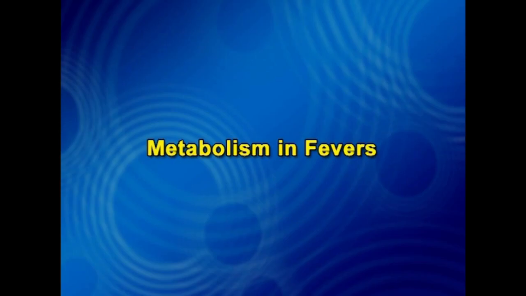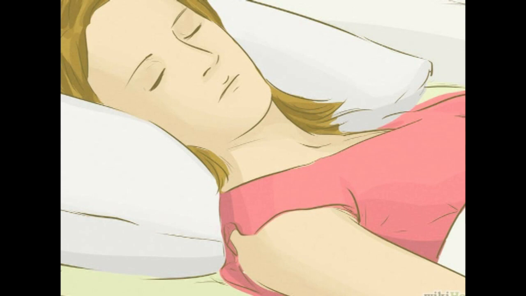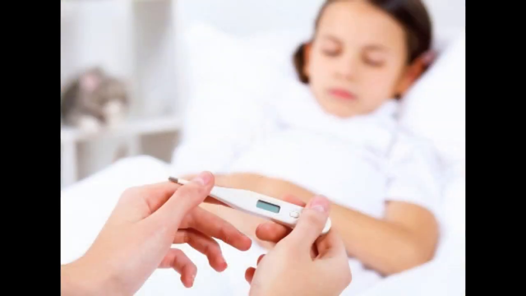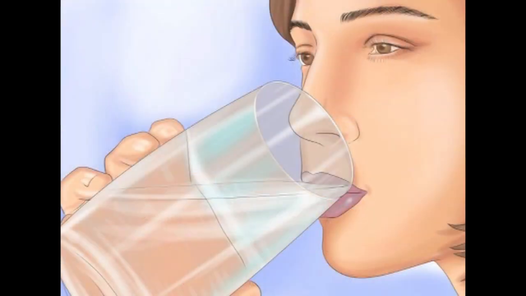Now, what happens to our metabolism during fevers? You should understand that the metabolic changes which occur in fevers are related to nutrition. The most important changes which may affect the nutrition are increased metabolic rate, almost as much as 7% for every 1 single degree Fahrenheit rise in the body temperature. Decreased glycogen stores, because during fevers the body utilizes the glucose as a source of energy.